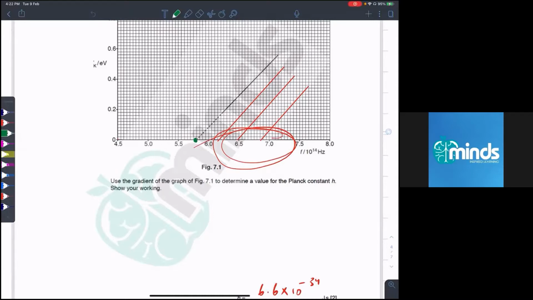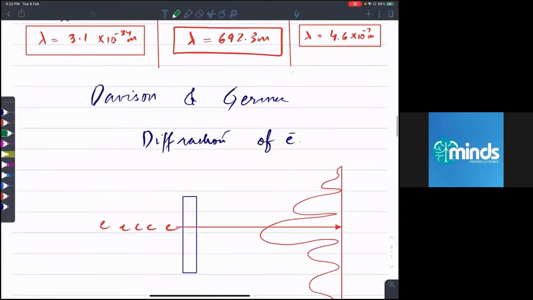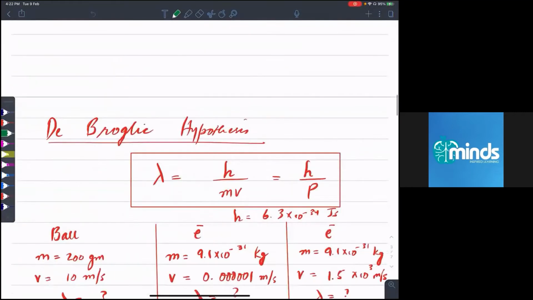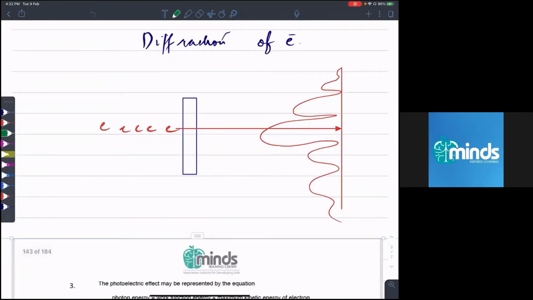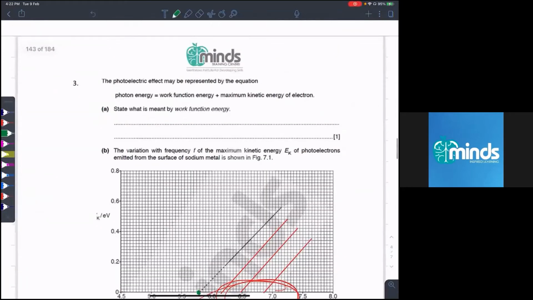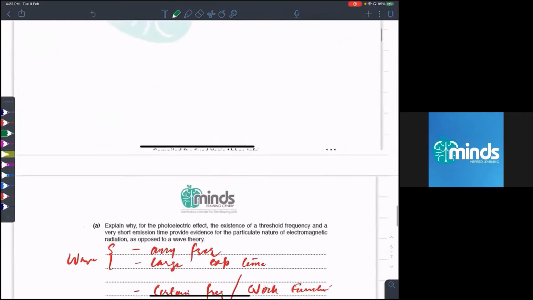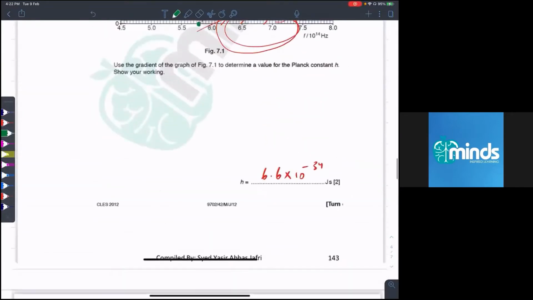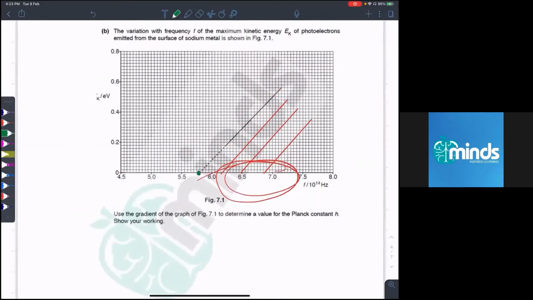In the last to last class, we discussed a few concepts related to the de Broglie hypothesis. Then we started to solve questions from the past paper. We solved two questions actually. First, we solved this one, and the second question was this one. We solved this question completely. The only thing that was left was the plot of this graph.